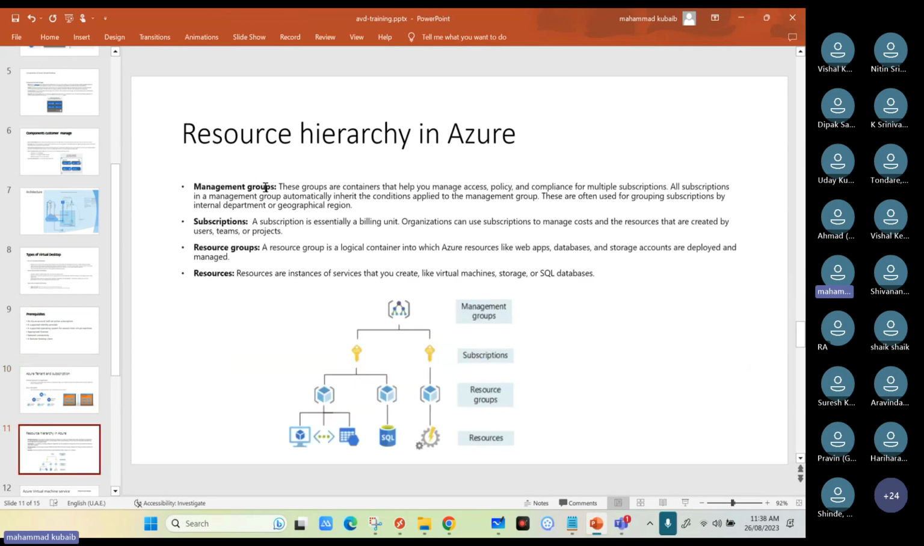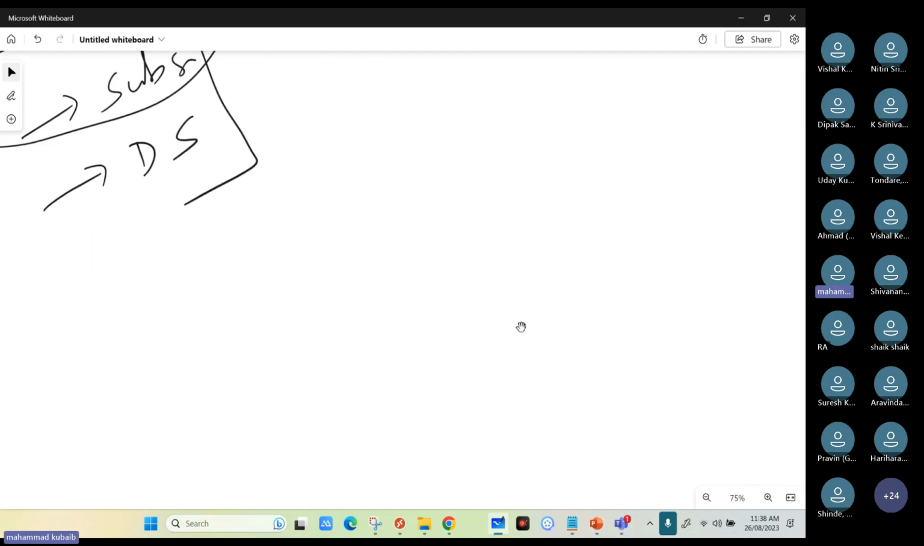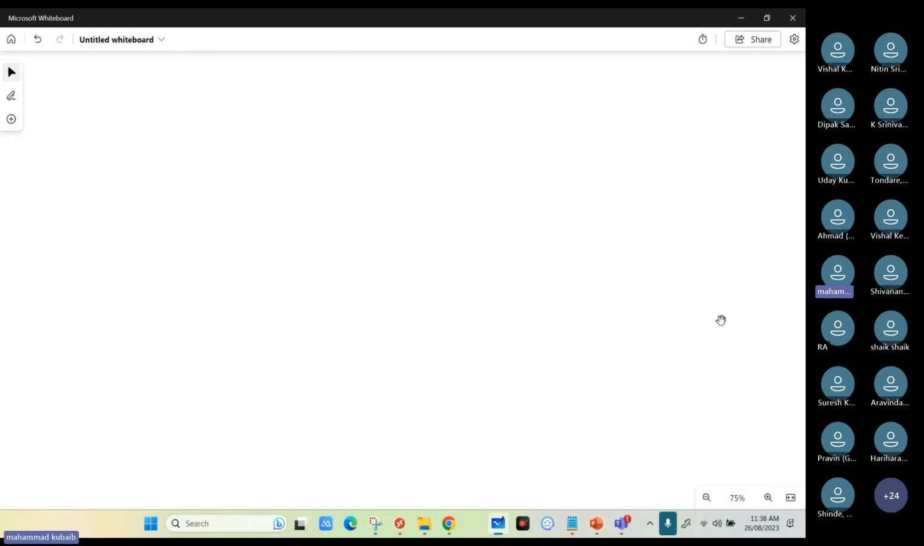So you need to understand what a management group is. This is also very important. To give an idea of what a management group is, let's imagine a subscription. You have bought a subscription to deploy your VDIs, which is for Azure Virtual Desktop. Okay, this is subscription one.